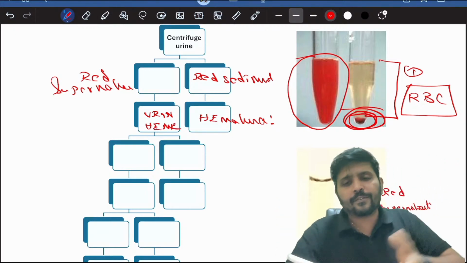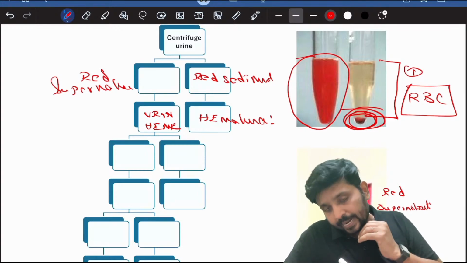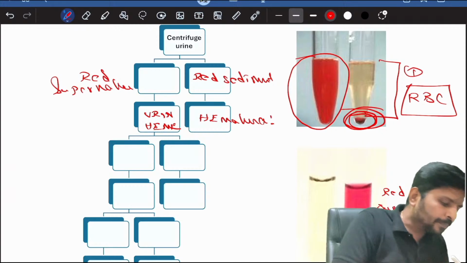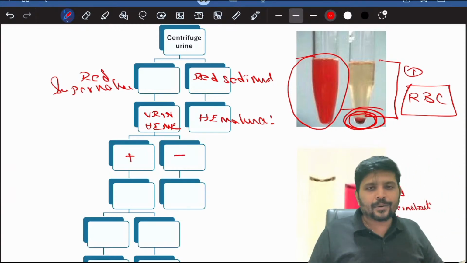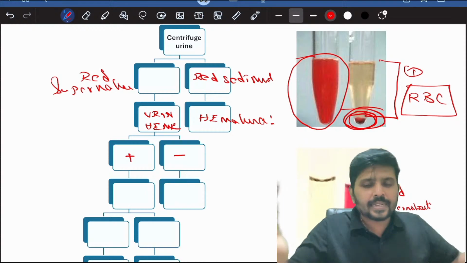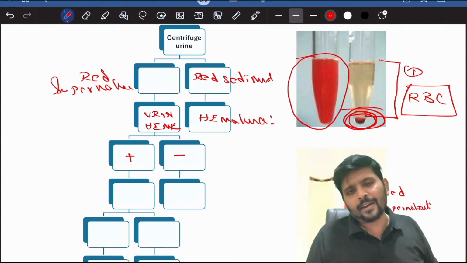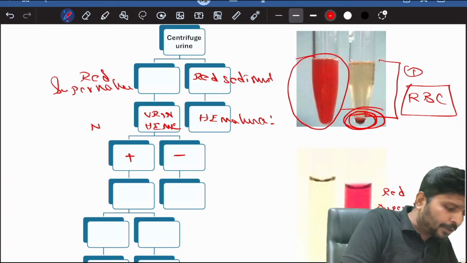Okay, how do you check for urine heme? Simple, my dear friends. Urine heme can be done by a dipstick method. It can be positive or it can be negative. If it is negative, the answer is it is neither RBC nor heme. Then what you need to do? Very simple. It can be heme or myoglobin, both.